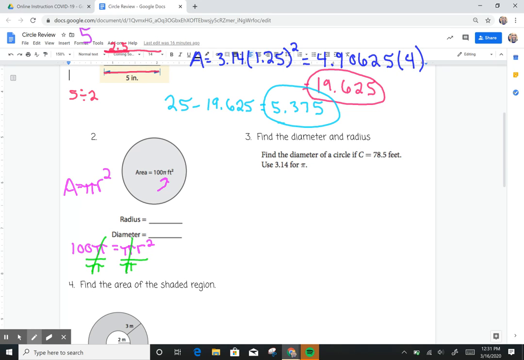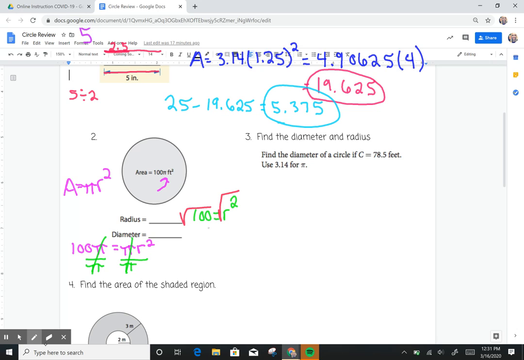They both cancel out, and look what I'm left with. I'm left with 100 equals r squared. Now, this is where people sometimes forget that I don't want to know what r squared is. I want to know what the radius is. That means I've got to undo my squared, right? So the only way to undo a square is to take the square root.